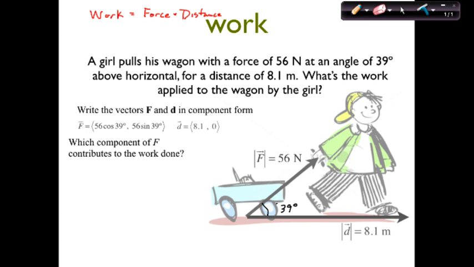So if we use our force times distance formula, what's the force in the work formula? It's just going to be the 56 cosine 39. And what distance does she go? 8.1. So we get 352 joules. Force times distance: 56 cos 39 times 8.1.